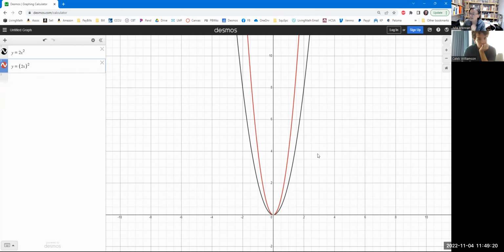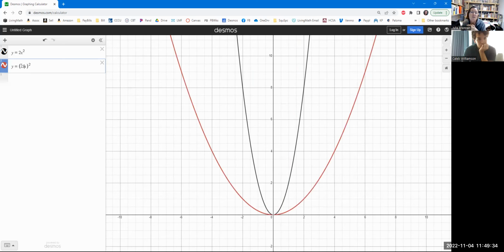Do you notice how doing twice x is actually compressing it on the x-axis? Do you see what I'm saying? Whereas if I do, let's just say, half x, that's going to bowl it out. The inside compression, the parentheses, is throwing me off. The compression is kind of confusing me since compression doesn't really apply much to parabolas.